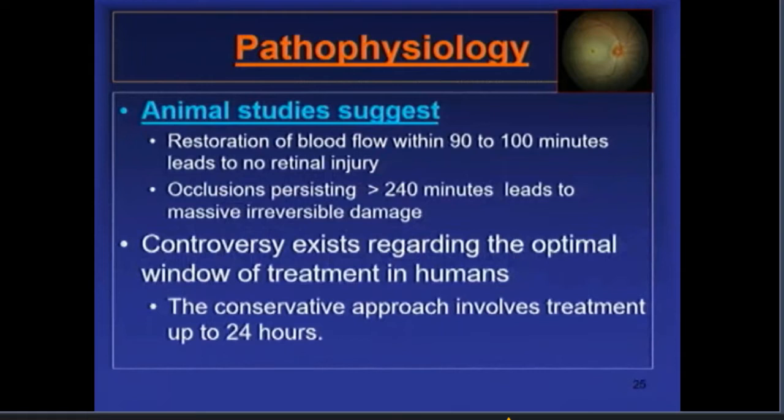In animal studies, restoration of blood flow within 90 to 100 minutes leads to no retinal injuries. But if it gets longer, then the damage may be irreversible. Occlusion persisting more than 240 minutes leads to massive irreversible damage. And controversy exists regarding the optimal window of treatment in human beings.